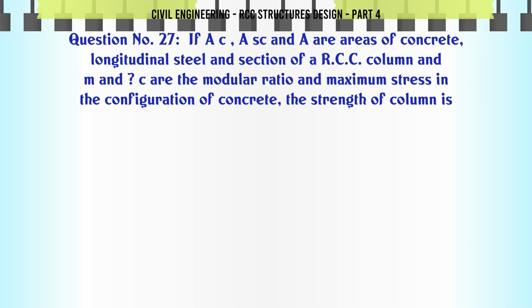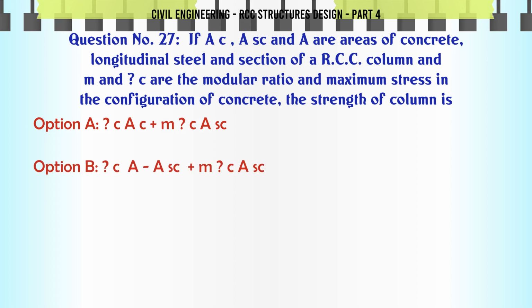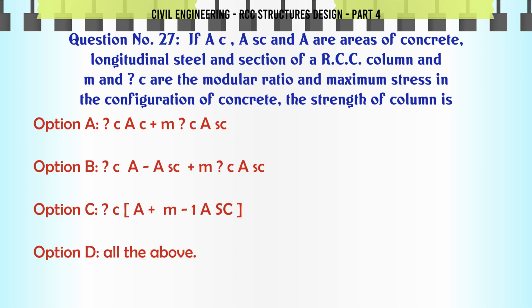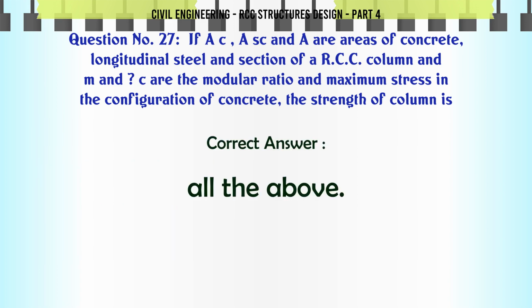If Ac, Asc, and A are areas of concrete, longitudinal steel and section of an RCC column, and m and σc are the modular ratio and maximum stress in the compression of concrete, the strength of column is A. σc Ac + m σc Asc, B. σc Ac + σc Asc, C. σc Ac + m Asc, D. all the above. The correct answer is all the above.